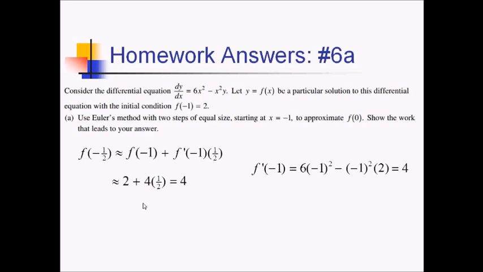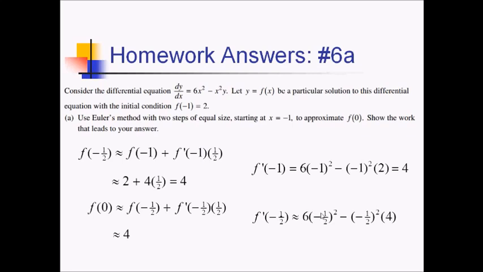Okay? Now that we've got that, we're going to figure out f of 0. I was about to say positive 0, but that would be silly. So f of 0. This is going to be approximately equal to this f of -1/2 that we just found, plus f prime of -1/2, times our step size of 1/2. f of -1/2 we said was approximately 4, so we're going to use that value there. For f prime of -1/2 now, we're going to have 6 times the x value, -1/2 squared, then we're going to have minus -1/2 squared times the y value, 4. We're going to use the approximated y value at -1/2.